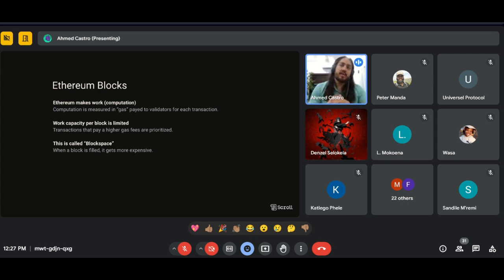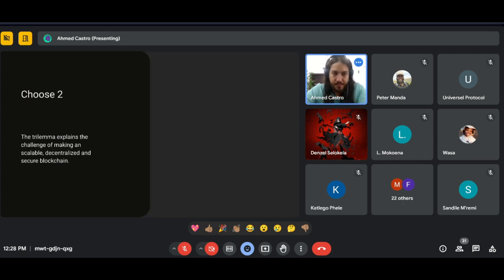And when the capacity limit is reached, the one who pays the higher tip to the validator will be included first. So this is the concept of block space. If more people want to use it, the more expensive it gets. The good thing, but also a problem right now, is that many people want to use Ethereum at the same time. So it's so expensive right now.